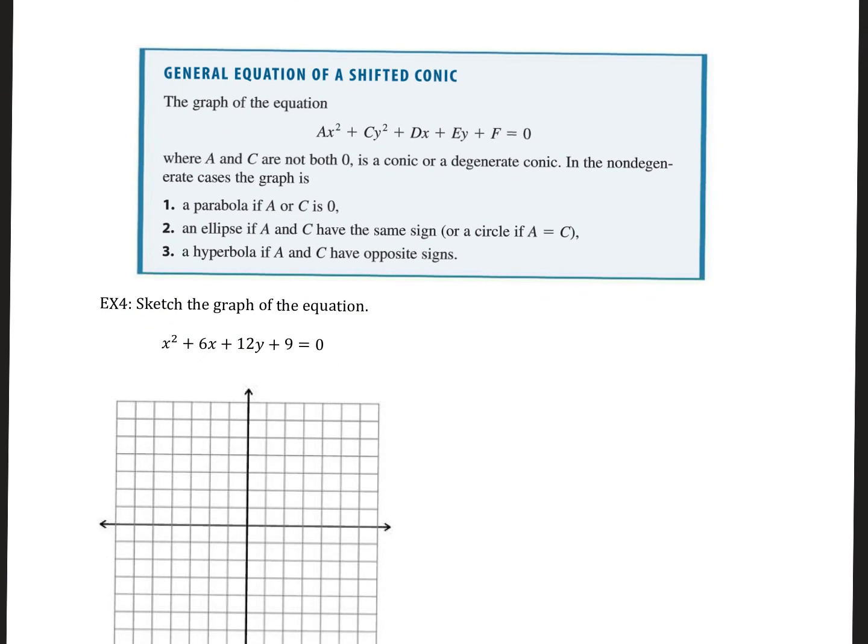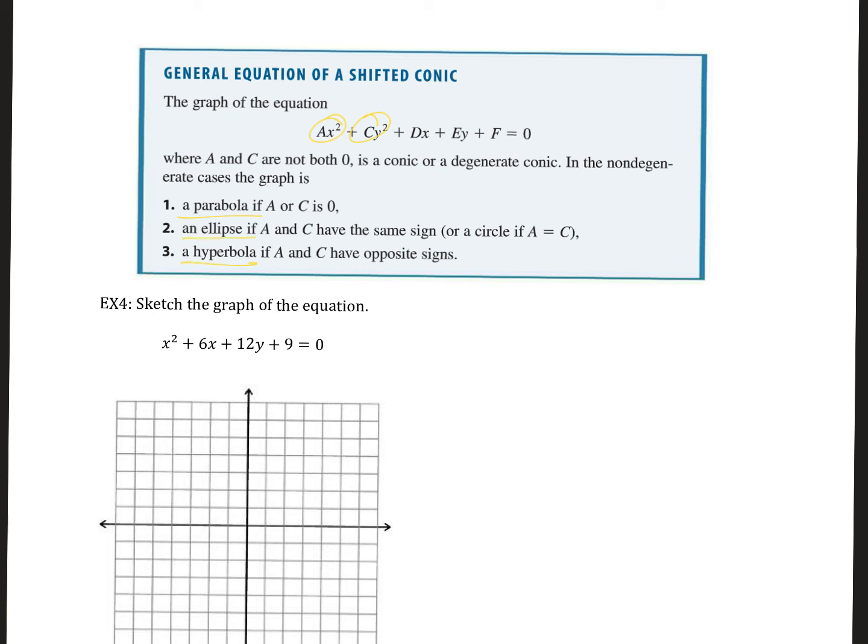So now we have the general equation of a shifted conic. Okay, so if we have the graph of the equation, ax squared plus c y squared plus dx plus ey plus f equals 0, where a and c are not both equal to 0, so that means we need to have a and c. This is a conic or a degenerate conic. In the non-degenerate cases, the graph is a parabola, ellipse, or a hyperbola.